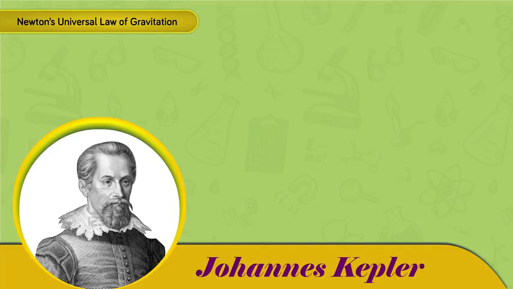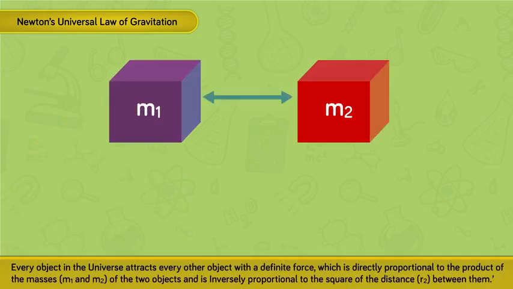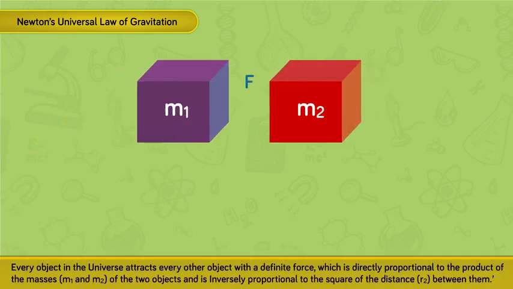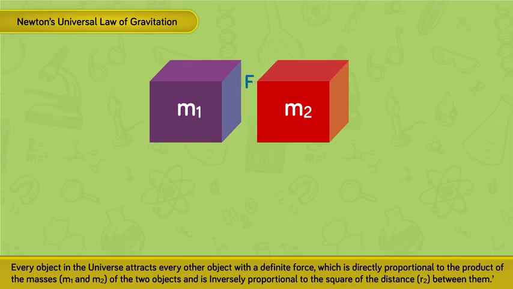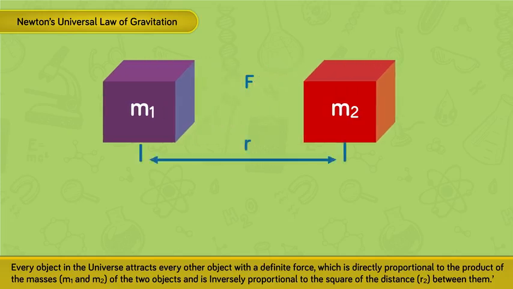The contribution of Johannes Kepler and Kepler's laws of planetary motion helped Newton in the formulation of the theory of universal gravity. According to the universal law of gravitation, every object in the universe attracts every other object with a definite force, which is directly proportional to the product of the masses of the two objects and is inversely proportional to the square of the distance between them.